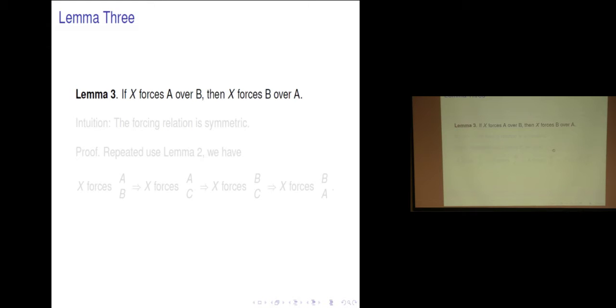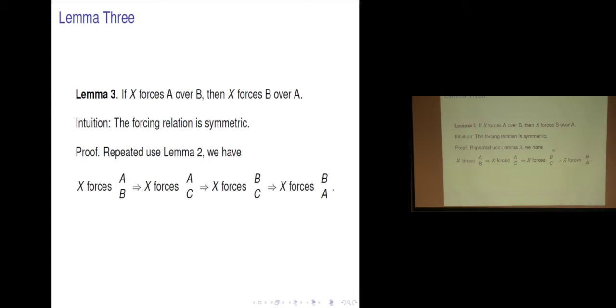Okay. Lemma 3 is easier. Lemma 3 says, if X forces A over B, then X forces B over A. So in other words, the forcing relation is symmetric. If X can force A over B, then I can force the other way. So X really has power. Okay, so the argument is quite easy.